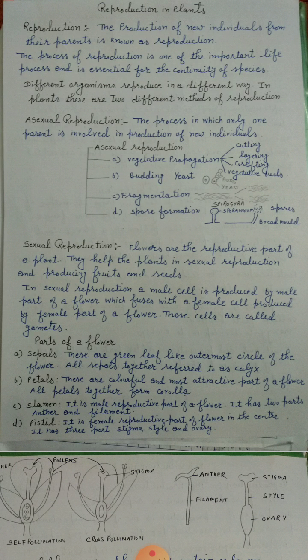The process of reproduction is one of the important life processes, and it is essential for the continuity of the species. So it is very important for the survival of the species. Different organisms reproduce in different ways. In plants there are two different methods of reproduction: asexual reproduction and sexual reproduction.